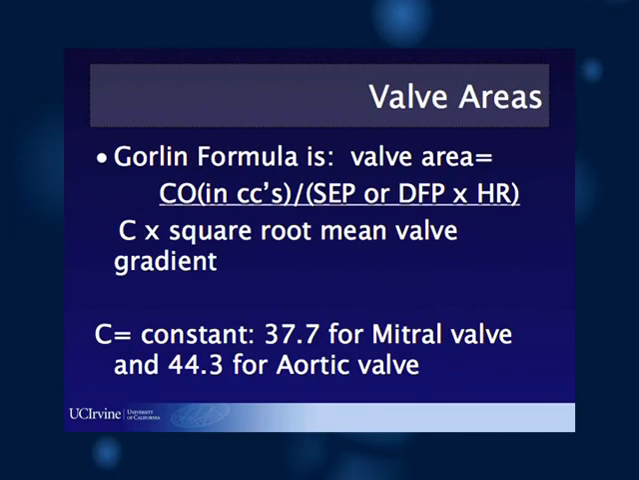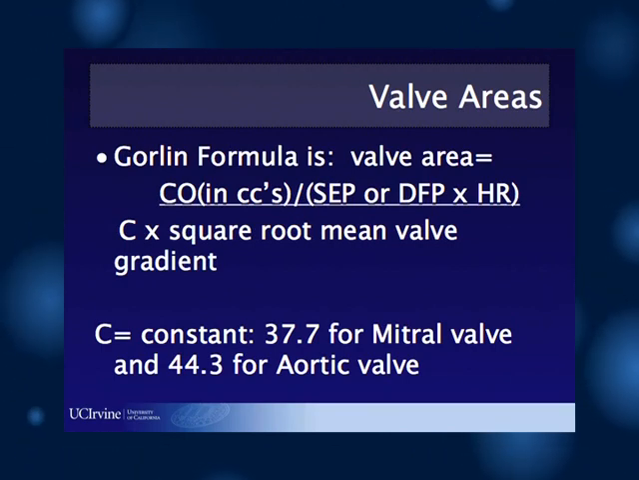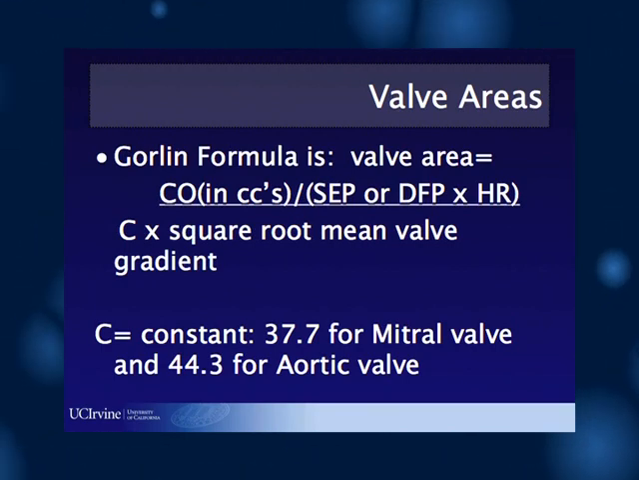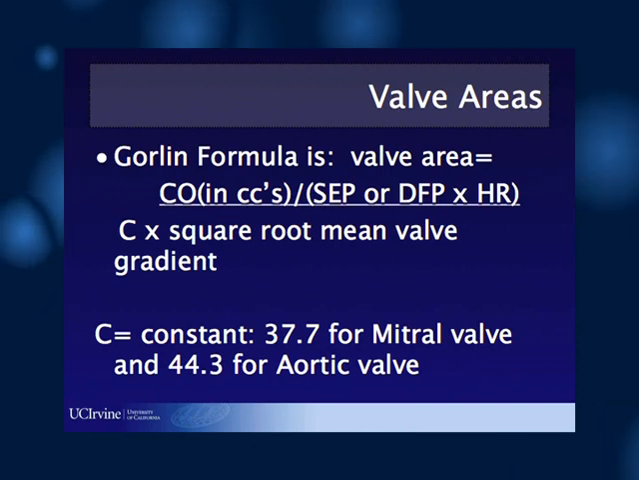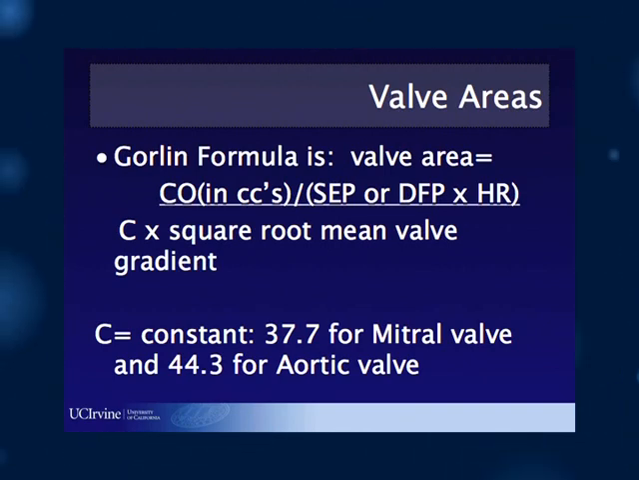Probably the most important area of hemodynamic calculations is that of computing valve areas. These measurements are made from the pressures obtained across the valves and coupled with the cardiac output values to yield the millimeter square valve area that is reported for both mitral and aortic valves. Let's start with the Gorlin formula.